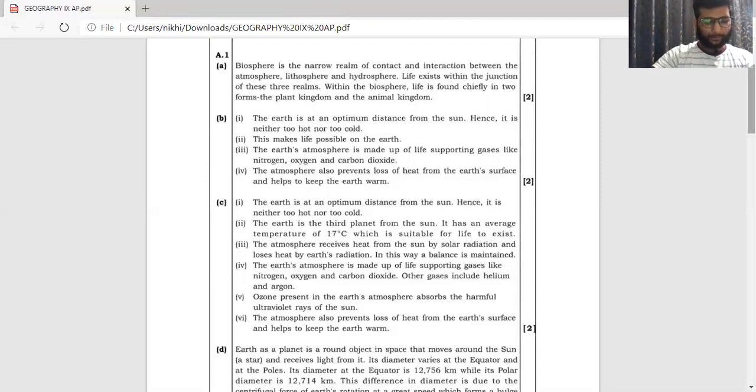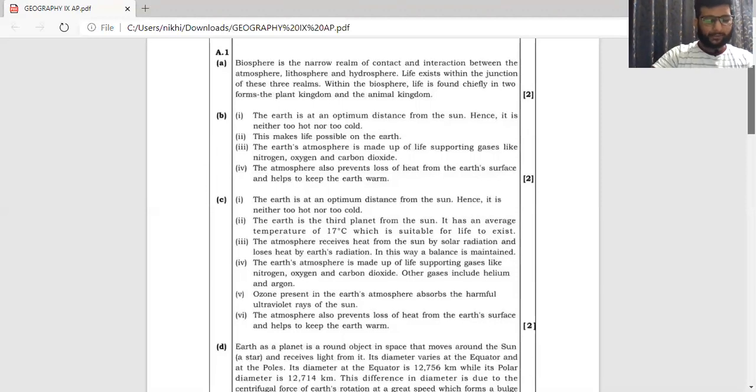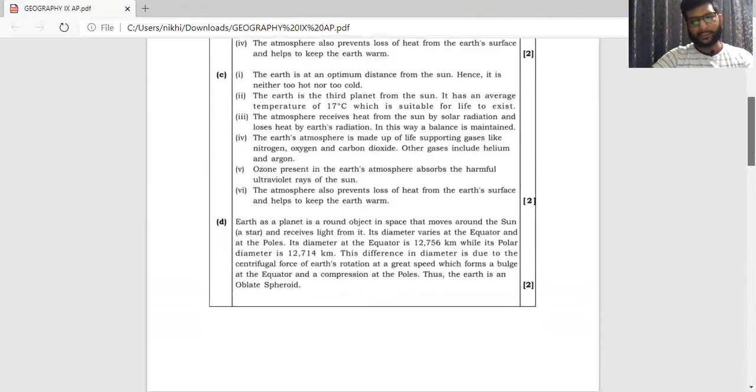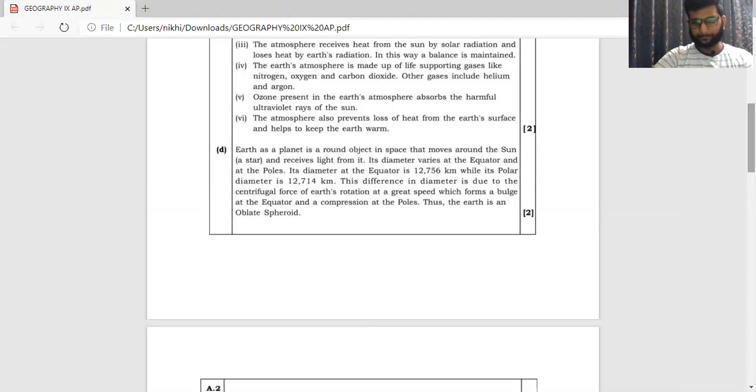So let's go to the next question, children. Briefly describe the shape of the Earth. That's a D question, if you can see out here. Now again, in my opinion, you should always write down the answers in points. It is quite easy for them to correct. The more you write down in points, the better it is.